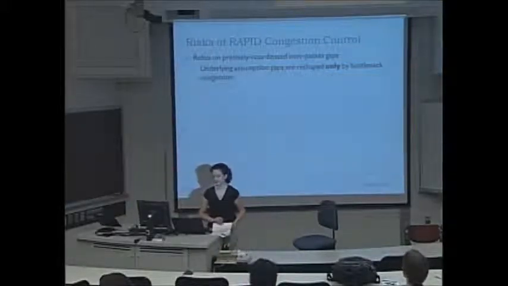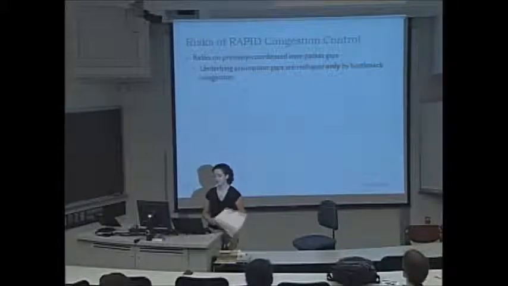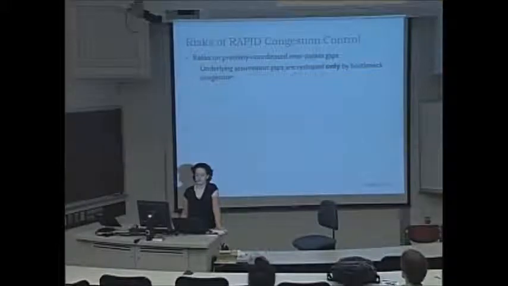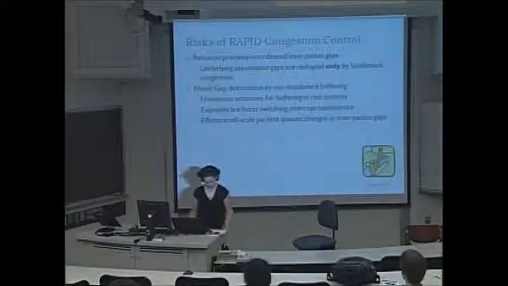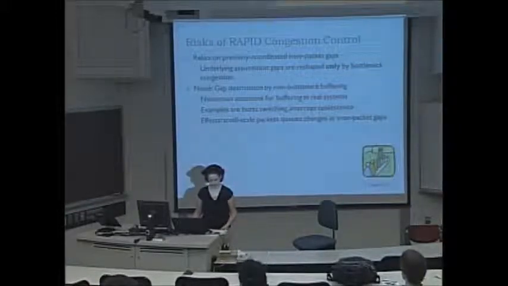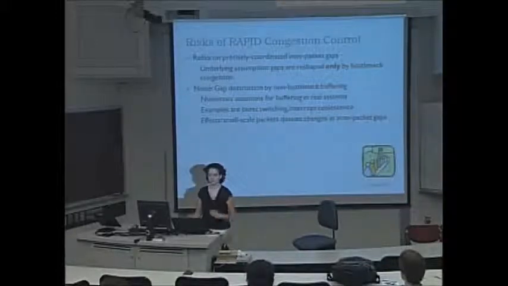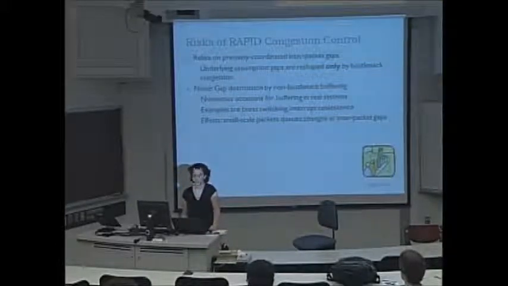But the risk of Rapid Congestion Control is that it relies on precisely coordinated interpacket gaps. The underlying assumption is that gaps are only reshaped by bottleneck congestion. However, anything other than that would be considered noise that could affect how Rapid performs. There are two major sources of noise, which are not congestion at the bottleneck link, that could affect what Rapid sees.